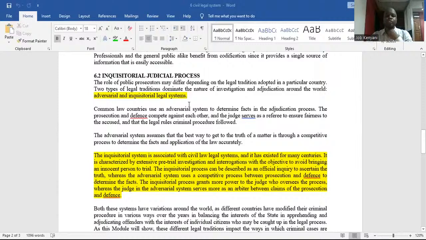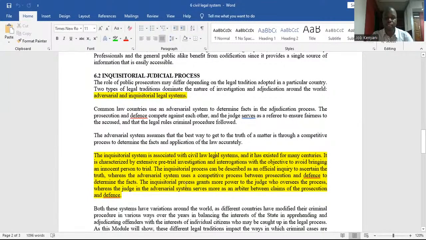So the inquisitional judicial process, what normally happens there? It is associated with the civil law legal system, and it has existed for many centuries. It is characterized by extensive pretrial investigations and interrogations with the objective to avoid bringing an innocent person to trial. The inquisitional process can be described as an official inquiry to ascertain the truth, whereas the adversarial system uses a competitive process between the prosecution and defense to determine the facts.